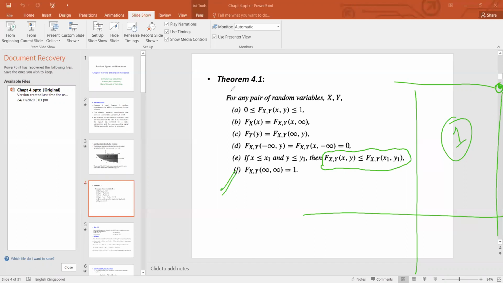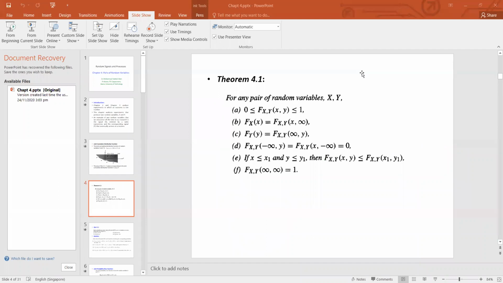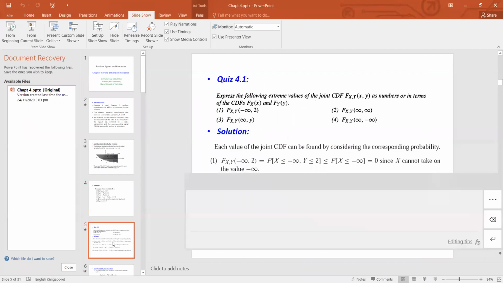Okay, so these are the characteristics for a joint CDF. All right, any question? Okay, if not, then we can go to the next slide.